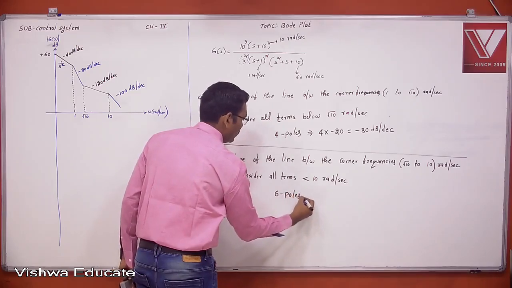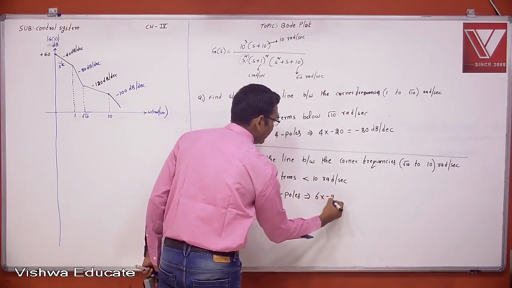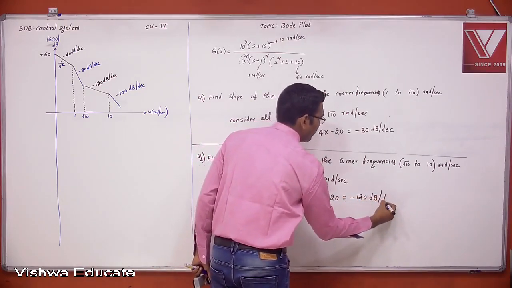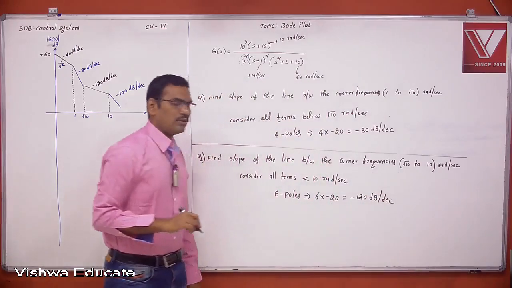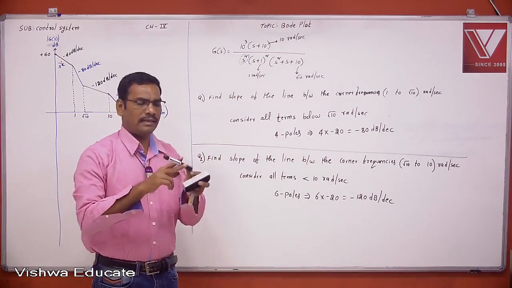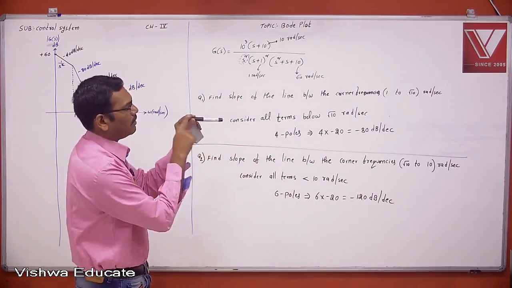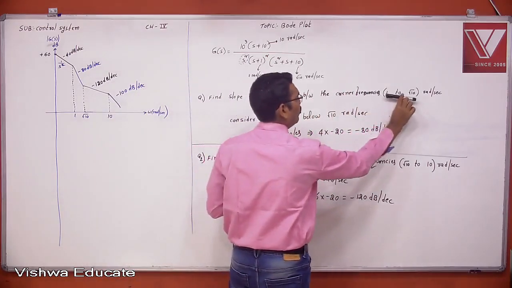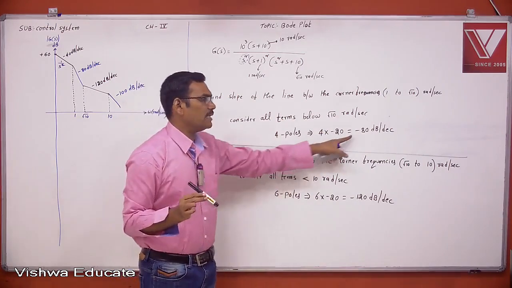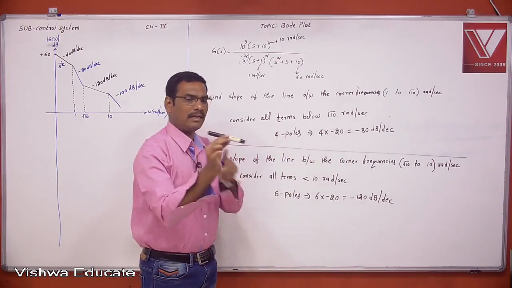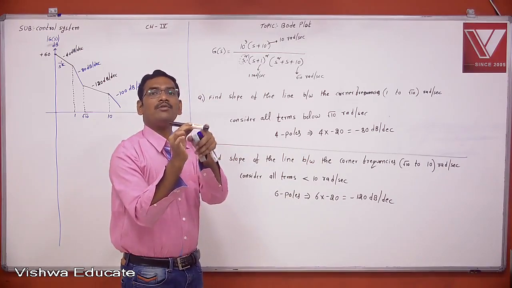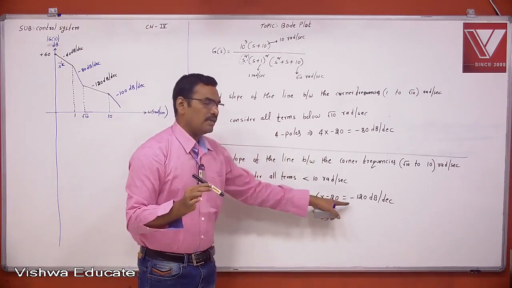6 poles is nothing but 6 into minus 20, which is equal to minus 120 dB per decade. That is the slope. Now this is the slope of the line. What is the meaning of the slope of the line? See students, this is 1 and root 10. If you take 1 and root 10 and draw a line, the slope he is saying is minus 80. Similarly, between root 10 and 10, if you draw a line, the slope is minus 120.